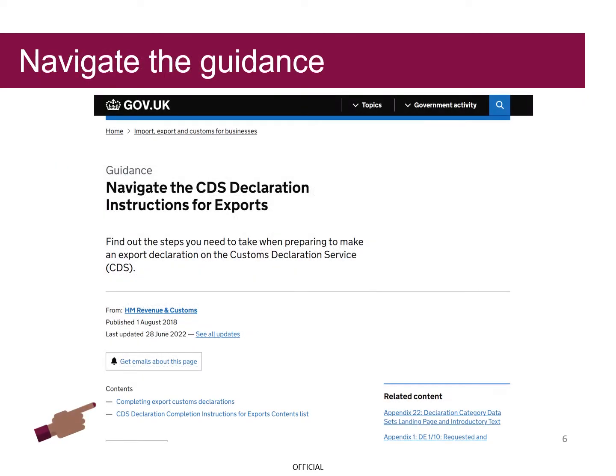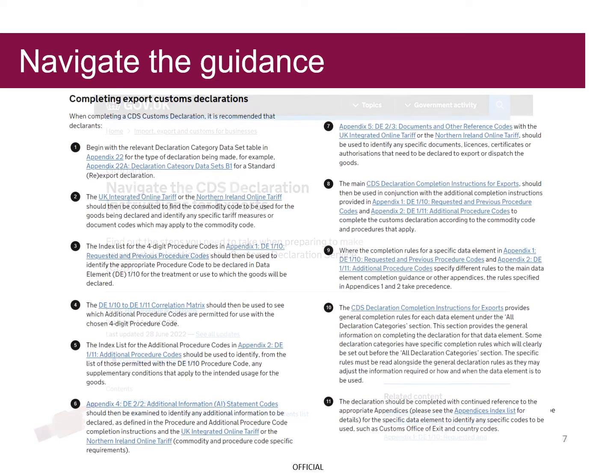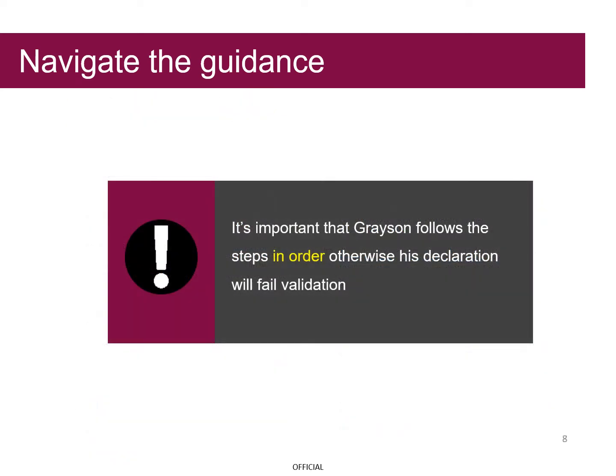Grayson's first step is to start with the Export Navigation Guide, which gives step-by-step instructions on how to complete the export declaration. Once Grayson has selected the appropriate link, he will see the 11 steps he'll need to follow for him to submit a valid declaration. It's important that Grayson follows the steps in order, otherwise his declaration will fail validation.